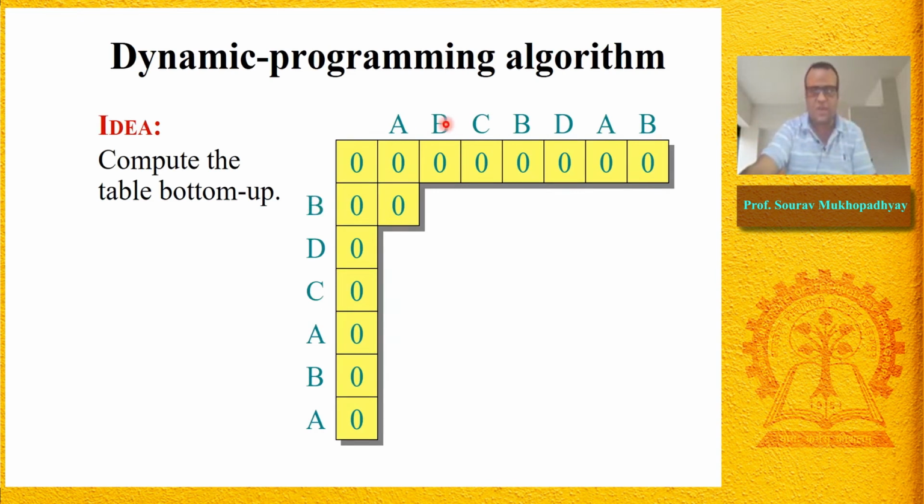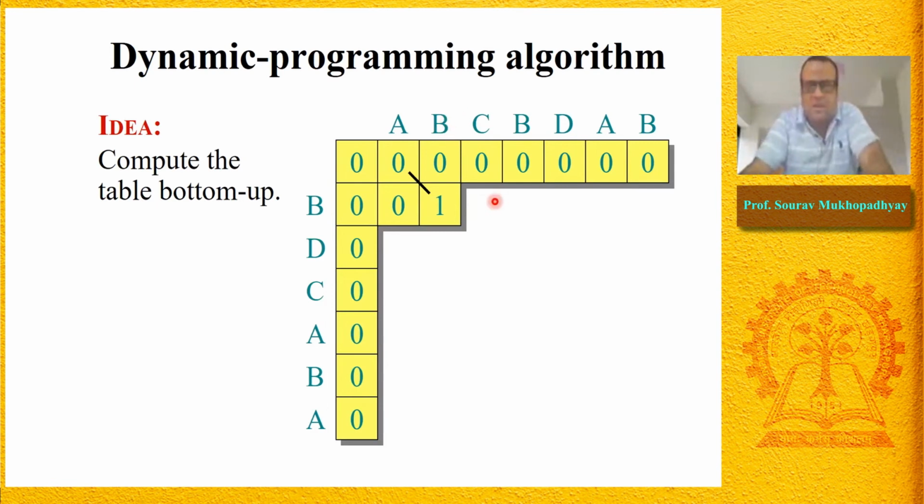X2 is B, Y1 is also B. So these two are same. So then the formula is it will be C2,1, so C1,0 plus 1. So this will be whatever value over here plus 1. So this is 0, so it will be 1. This is because these two are same, we are using that. So this is the lucky case.